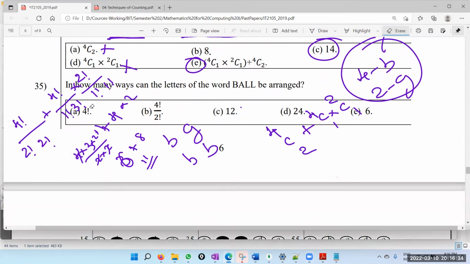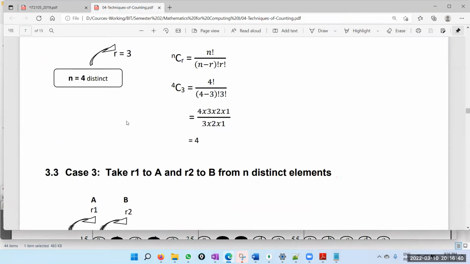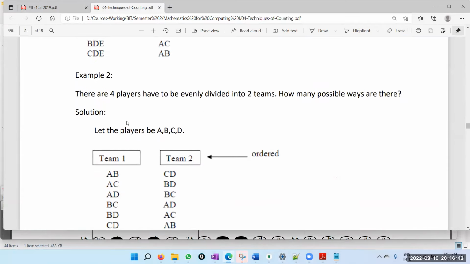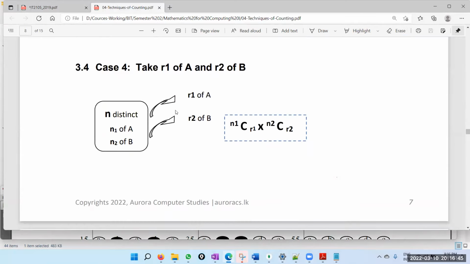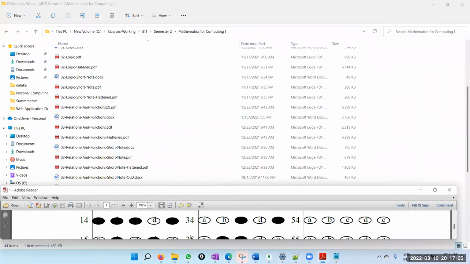Right. So the next one. So remember that is this type of a question. R1 of A which have n1 total n1 CR1 into n2 CR2. So next question.